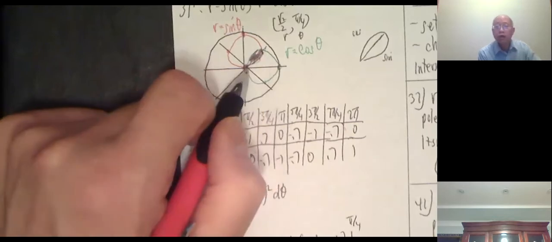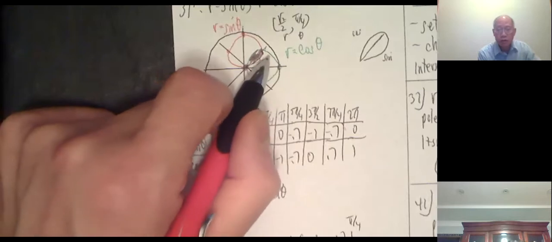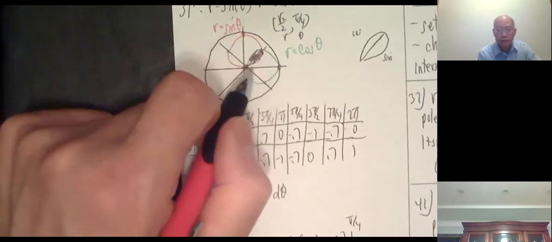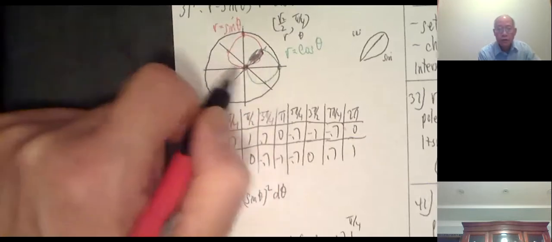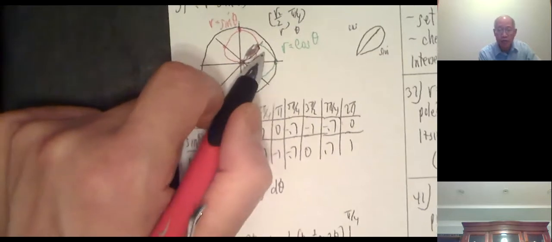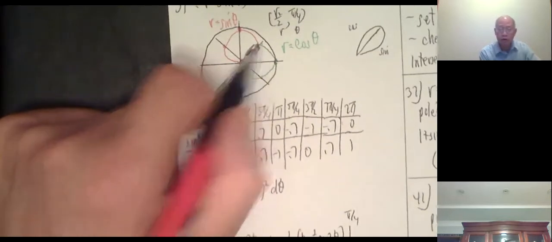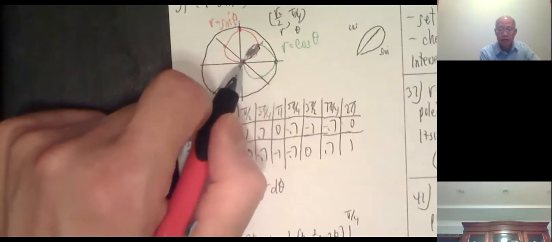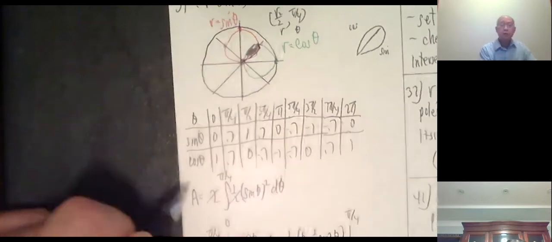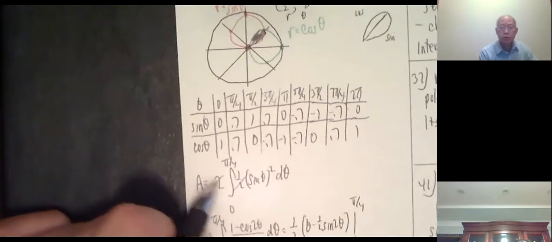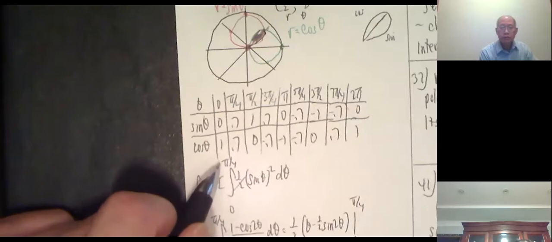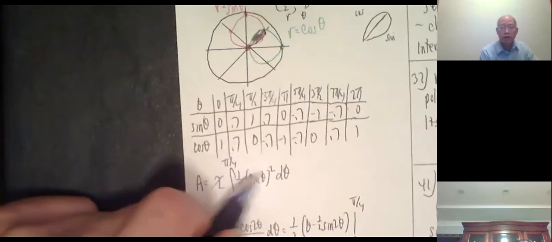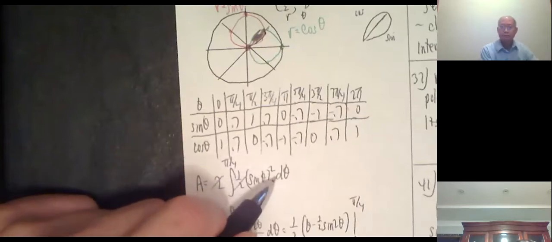But if I do that, which function am I integrating over? The cosine or the sine? Okay. It's the sine function. It's the red function that's between 0 and 45 degrees, right? Not the green one. The green one starts at 45, it seems, and comes to 90 degrees. Okay. So the area is 2 integral from 0 to pi over 4 of 1/2 r squared d theta.